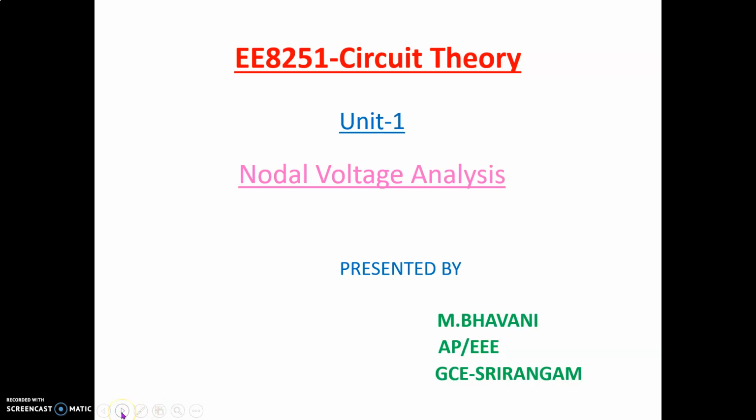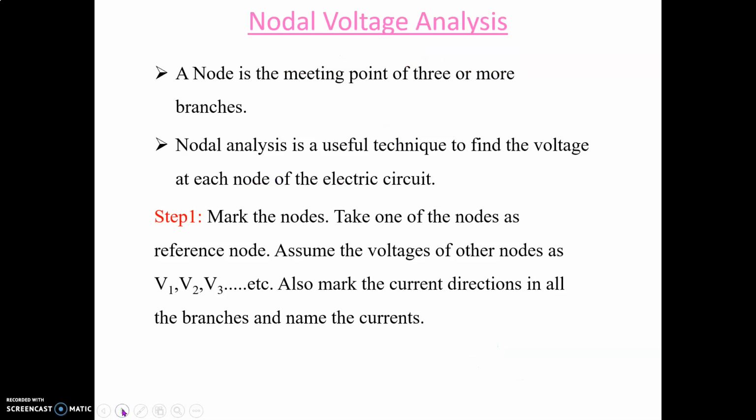Welcome to this lecture. In this lecture, we are going to learn about nodal voltage analysis. What is a node? A meeting point of two or more branches is known as a node. Nodal analysis is a useful technique to find the voltage at each node of an electric circuit. When the network has a large number of current sources, nodal analysis is applied. So how do we solve a nodal analysis problem?